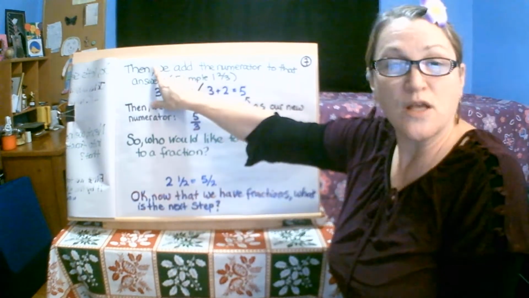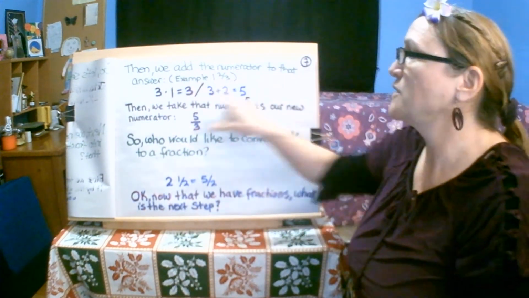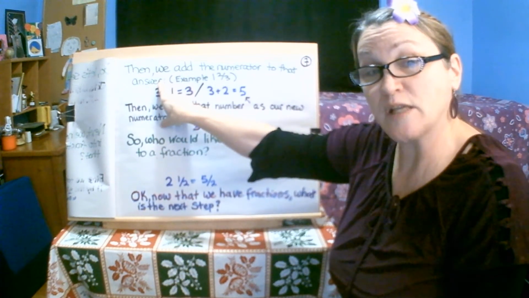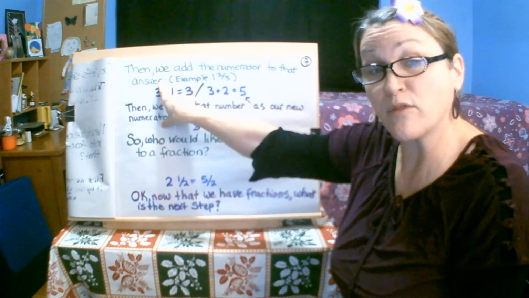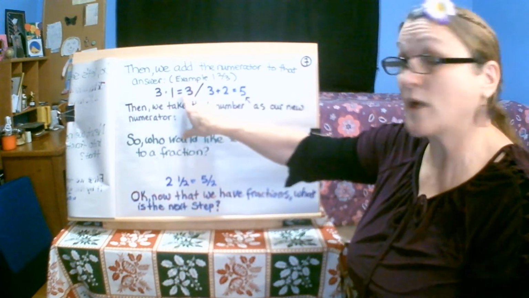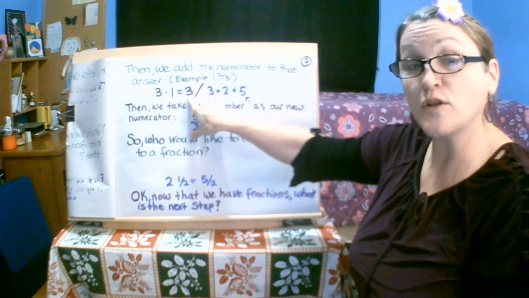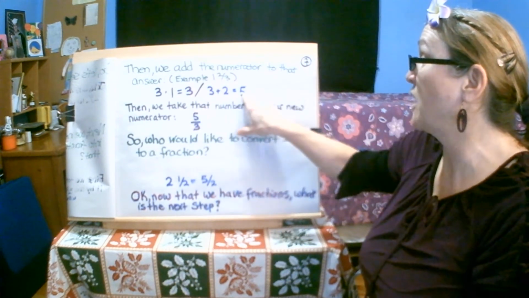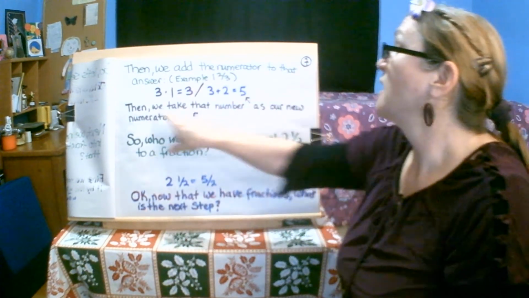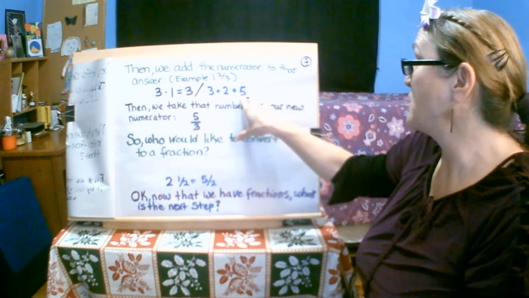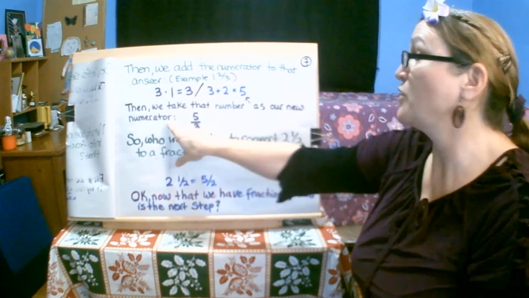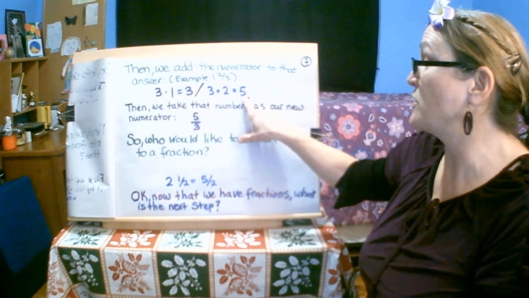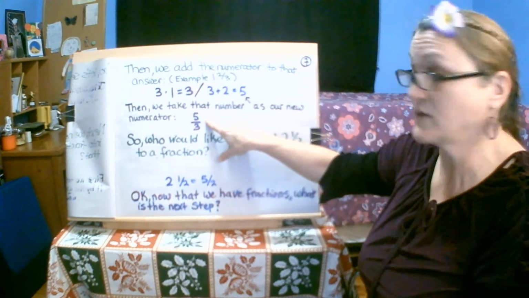Okay, so then we add the numerator to the answer that we got before. Remember, last page we talked about timesing the denominator times the whole number, and we got 3 times 1. So 3 times 1 equals 3. And then the numerator is 2. So we add 3 plus 2, and we get 5. Okay? And then we take that number as our new numerator. Okay, so remember the denominator is 3 and our new numerator is 5, so it looks like this, 5/3.